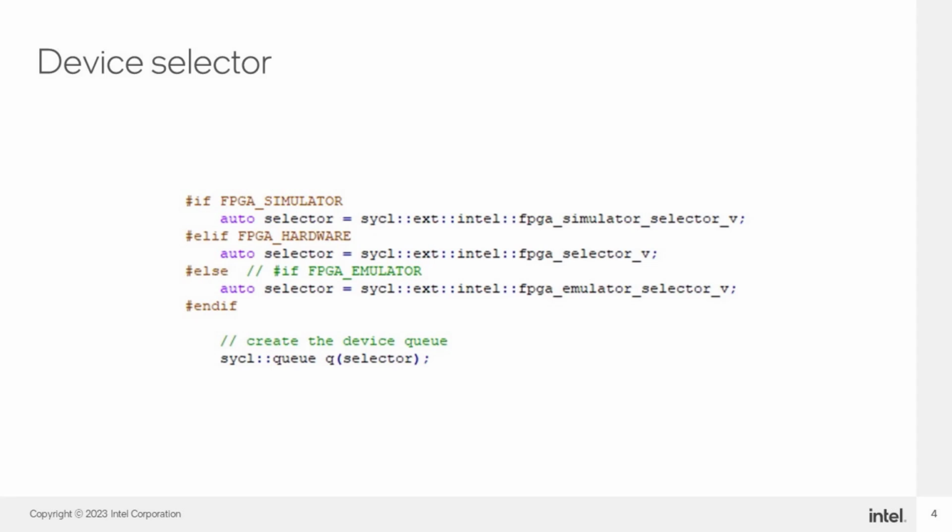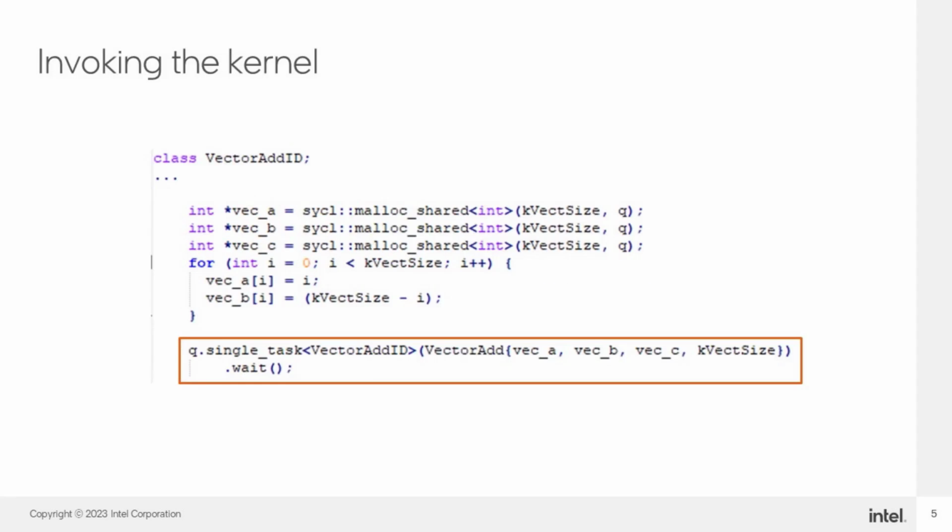Before invoking the kernel, use the following code to select a device between an FPGA emulator, simulator, or hardware. Then create a queue object using the device. Allocate and prepare all the input and output data, and launch the kernel as a task using single task. Make sure to pass a unique identifier to the task. In this example, it's vector add ID.